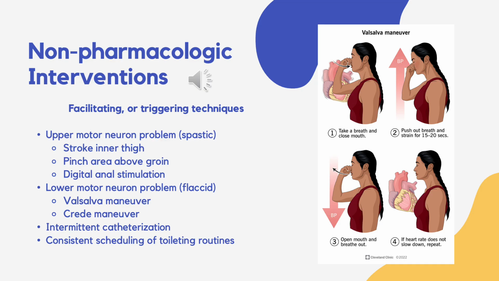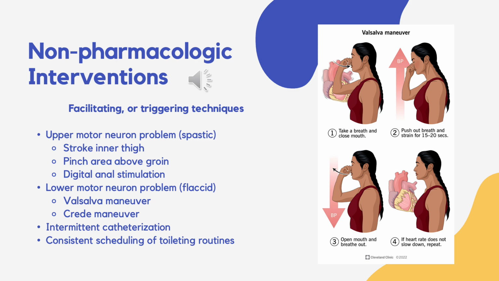On the other hand, patients who have a lower motor neuron problem and have a flaccid bladder, additional stimulation is going to be necessary to facilitate voiding. Two key methods are the Valsalva maneuver and the Credé maneuver. The Valsalva maneuver involves holding one's breath and bearing down as if to defecate or have a bowel movement. This works because it increases the abdominal pressure to help expel urine.